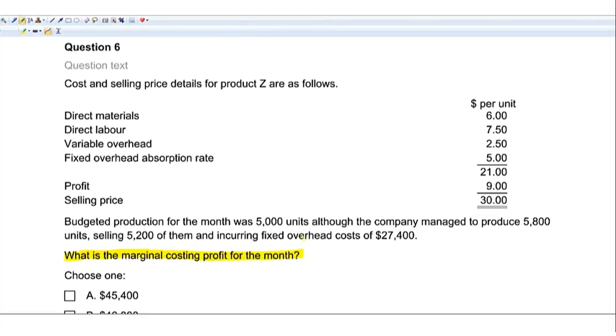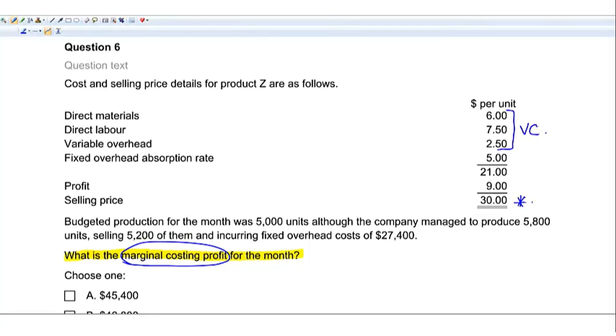One of the key things that you need to know for marginal costing is that it focuses on contribution. Just to remind you, contribution is where we take our selling price, which we're given in the question, and we deduct the variable costs only from that selling price to get to contribution. If we look at the list of details for product Z, we can see that direct materials, direct labour, and the variable overhead will all be recorded as variable costs.